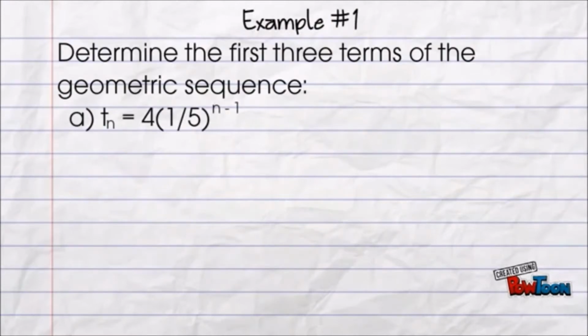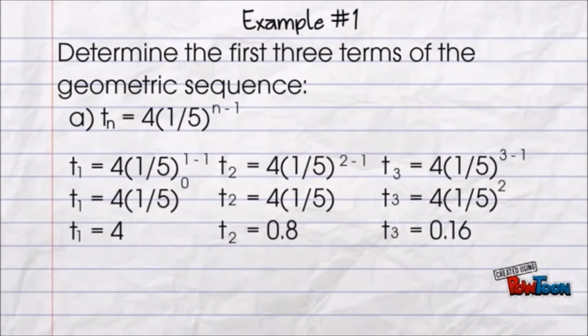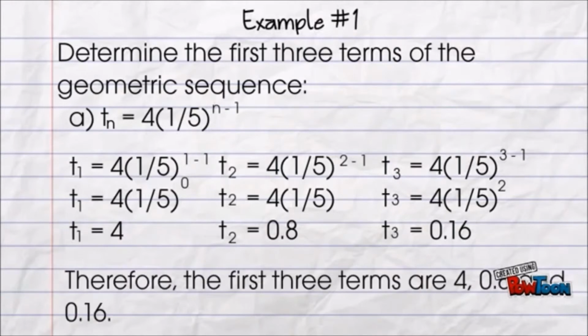Example number 1 asks us to determine the first three terms of the geometric sequence. To find the first three terms, we simply have to input 1, 2, and 3 in substitution for n into the formula Tn equals 4 multiplied by 1/5 to the power of n minus 1 to get the values 4, 0.8, and 0.16. And therefore, the first three terms are 4, 0.8, and 0.16.